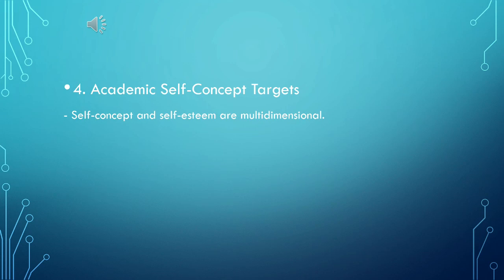Number four in learning targets is the academic self-concept targets. Self-concept and self-esteem are multidimensional. Each person has a self-description in each area that forms one self-concept or self-image. I have these different observations in my classmates. Some are so hardworking in studying, some are just chill and go with the flow, and some are just come what may.